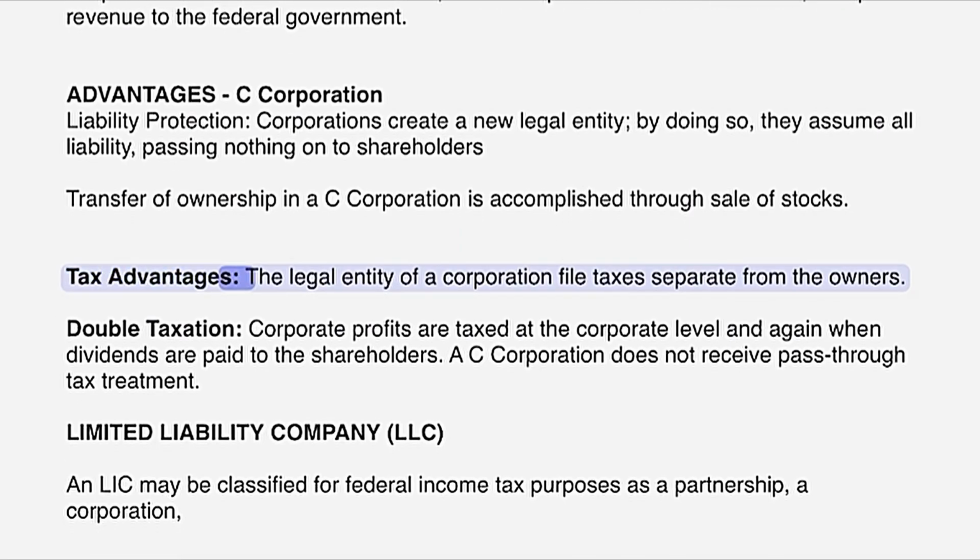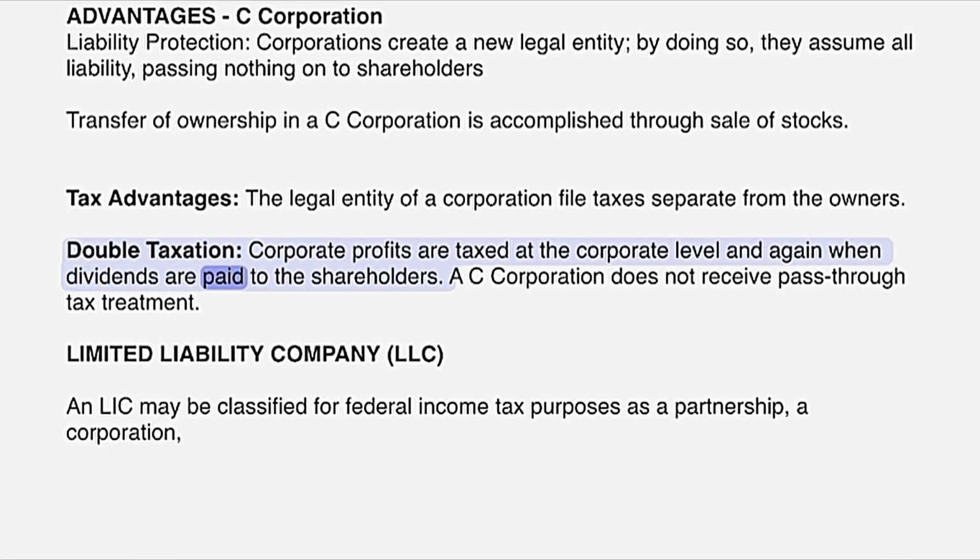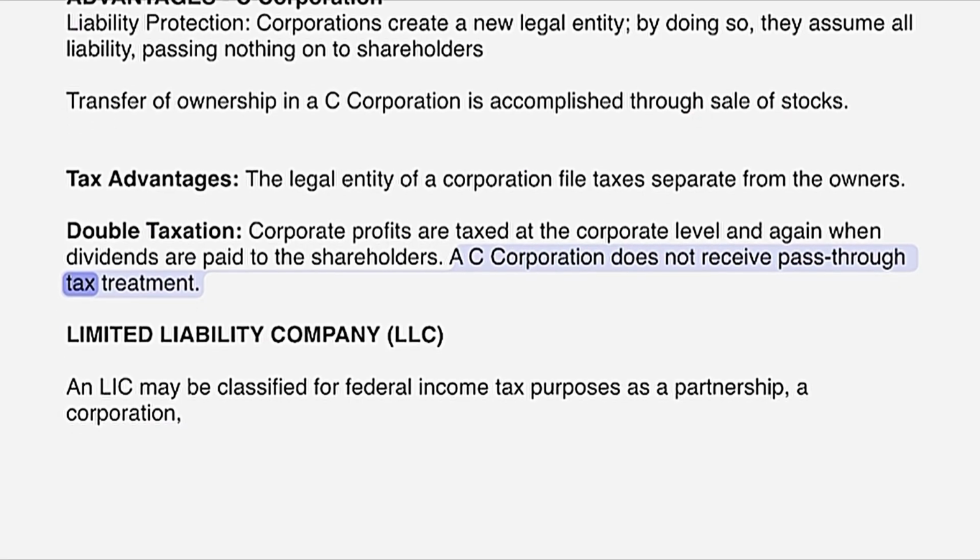Tax advantages: the legal entity of a corporation files taxes separate from the owners. Double taxation. Corporate profits are taxed at the corporate level and again when dividends are paid to the shareholders. A C corporation does not receive pass-through tax treatment.